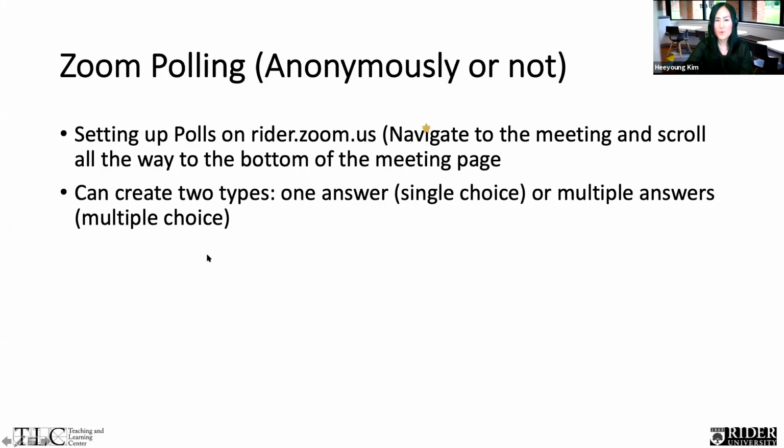So to set up the poll, you have to go to writer.zoom.us, and then you need to create a meeting first. The meeting needs to be there. You need to schedule the meeting first. Then edit it, and at the bottom of the page you will see adding the poll. I'll show you the screenshot.